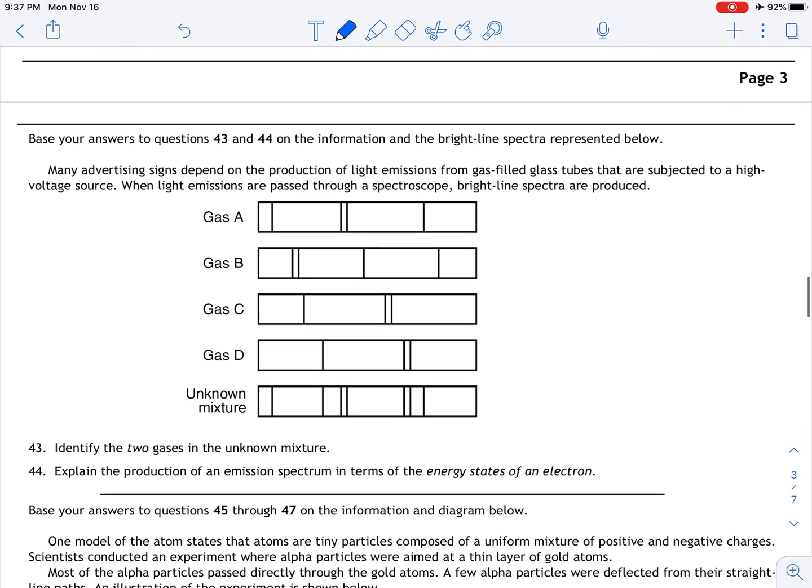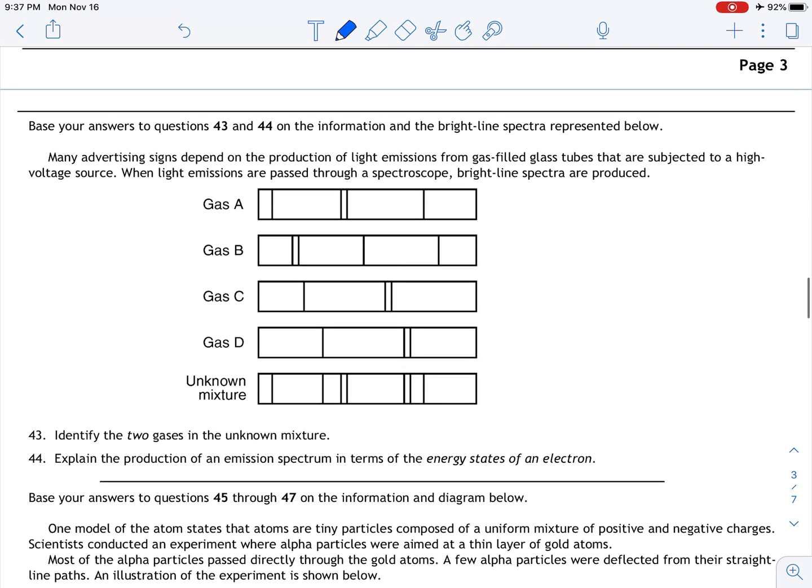Okay, now everybody can jump back in, college prep and the Regents. College prep and the honors. Okay, so we've got some spectral patterns. It says identify the 2 gases in the unknown mixture. So I just travel up.